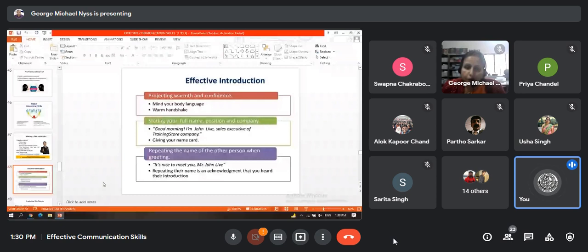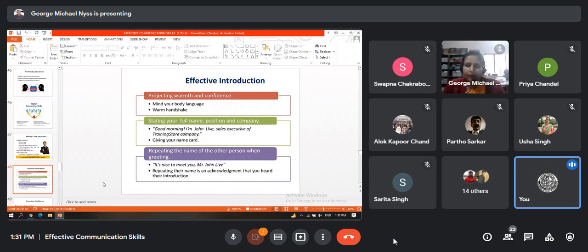If you are repeating the name of the other person when greeting, for example saying, it's nice to meet you, Mr. John Live, repeating their name is an acknowledgement that you heard their introduction very well. So use this type of words.